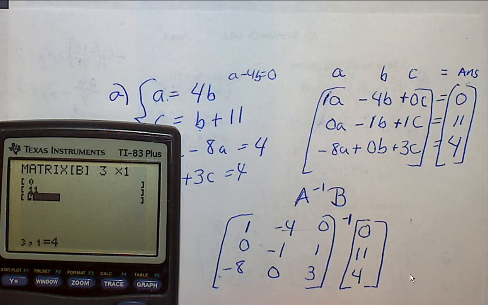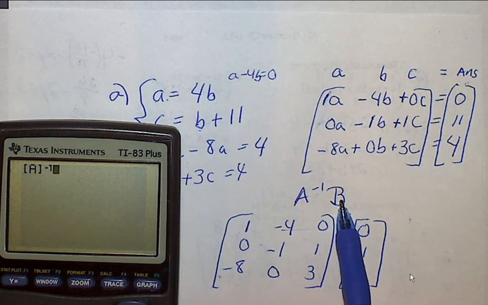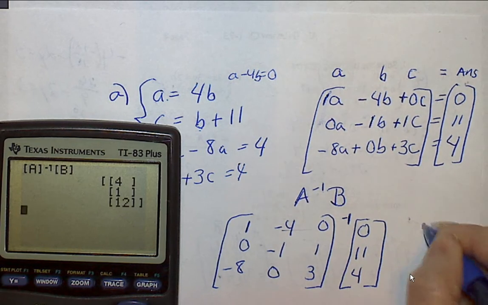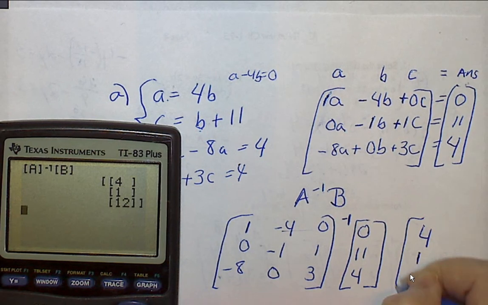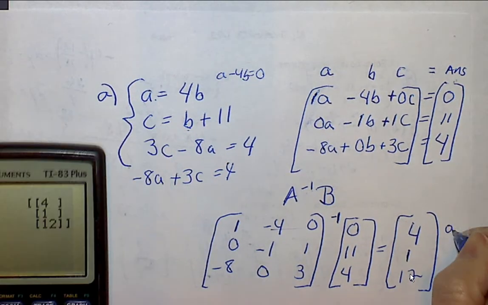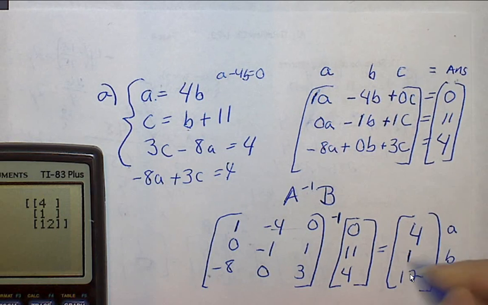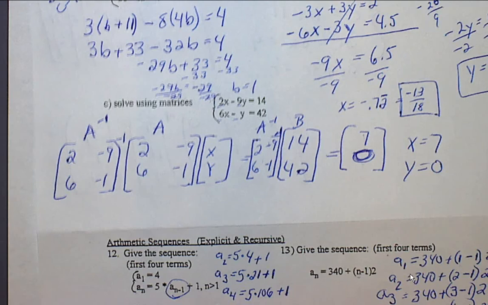So second quit. So now I go A inverse, so matrix A, which is 1, inverse, right there, and then matrix B. And so I have 4, 1, and 12. So that means that A was 4, B is 1, and C is 12. I'm going to check it out, make sure that's what we said on the other side. We said 4, 1, 12, and that's exactly what we just got, 4, 1, 12.